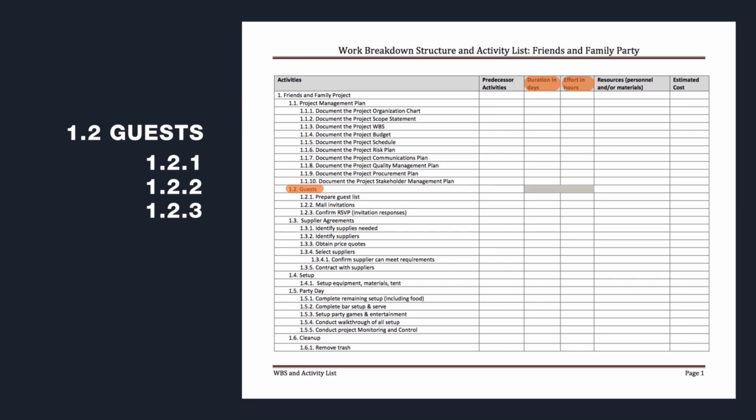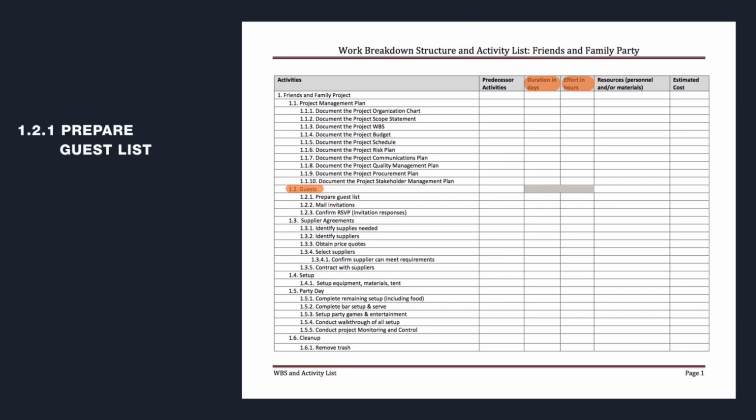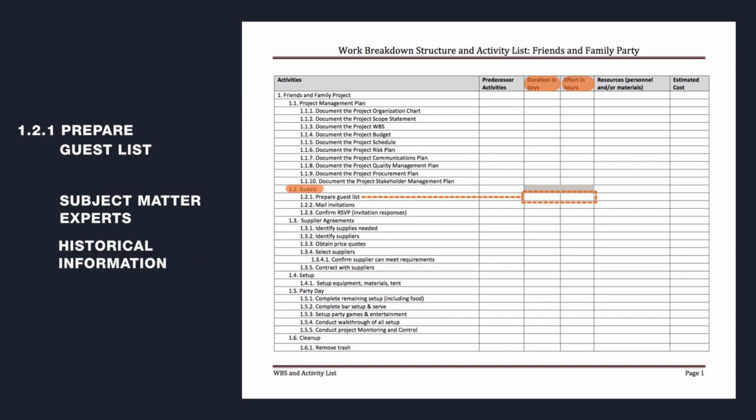We don't assign activity durations to the deliverable or summary level items such as 1.2 guests. For activity 1.2.1, prepare guest list, let's estimate an activity duration and effort hours. We can estimate activity durations using several different techniques. We can use subject matter experts, we can use historical information from the last time we had a party, or we can ask others who have had a similar type of party to help us estimate.